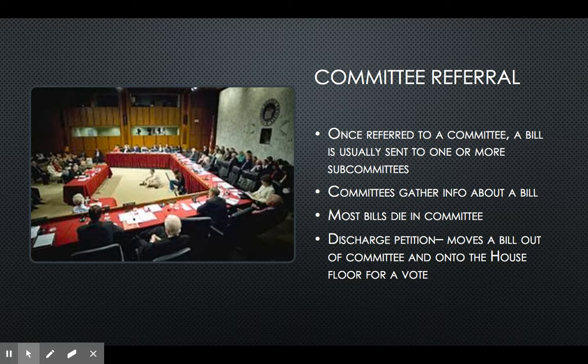However, in the House, they have what is called a discharge petition. And this moves a bill out of committee and onto the House floor for a vote. So if a member of the committee feels like the bill is just going to die, they can take a vote for a discharge petition to move that bill out of committee and onto the House floor.